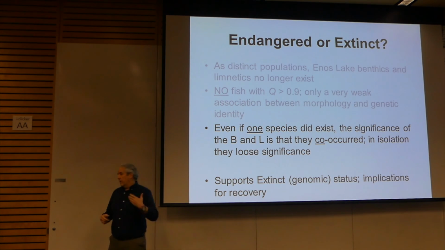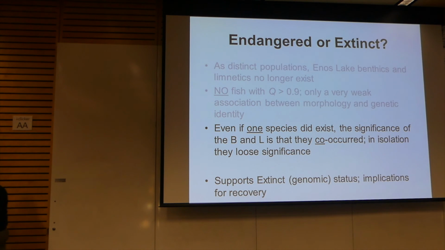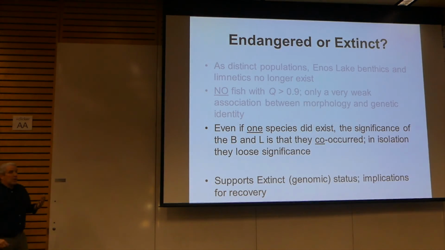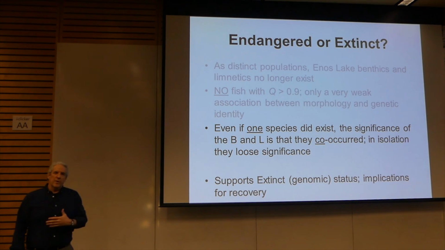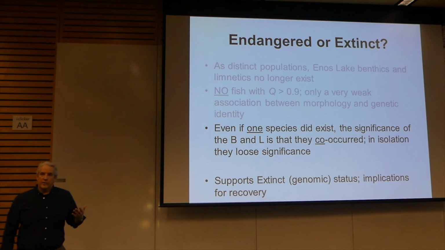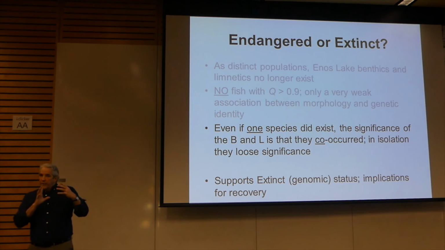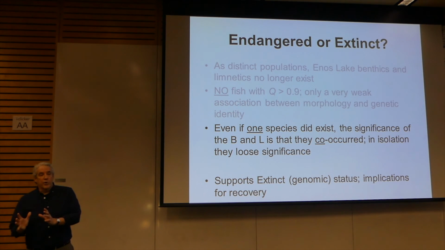All this is to say that in my view, the work we've done supports the extinct genomic status, because there's still hundreds, if not thousands, of fish in the lake. It's just the unique combinations of genetics and morphology that define historically benthic limnetics that no longer exist in that lake. So this is where things get tricky, because first of all, people can't get their head around the fact that, well, you say they're extinct, but there's lots of fish around in the lake. That's right, but they don't have those unique combinations that I talked about. So you could get people's heads around, okay, then they're genomically extinct.